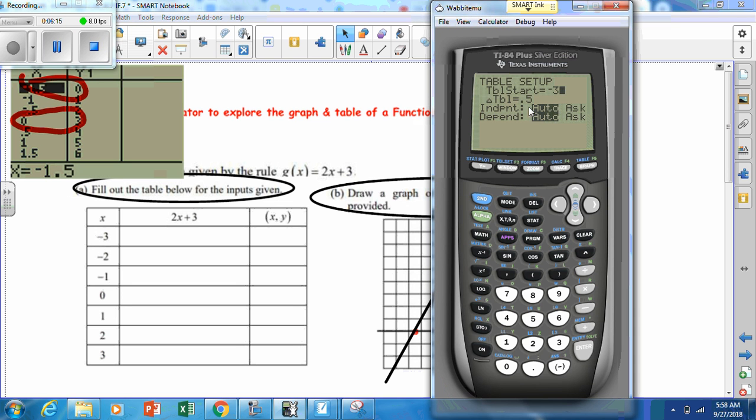Second table. Phenomenal. So we've gotten the information that they requested. When x is -3, y is -3. When x is -2, y is -1. So we're just going to drag this over.